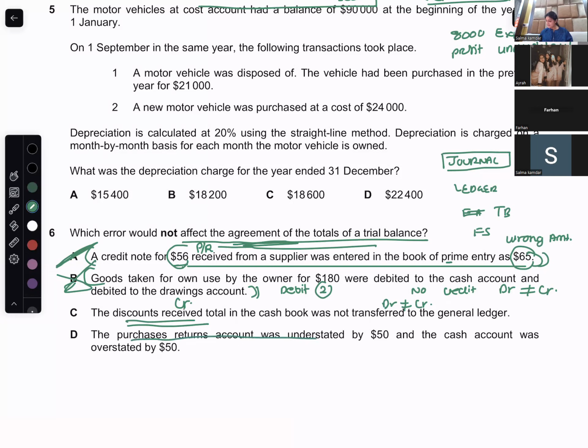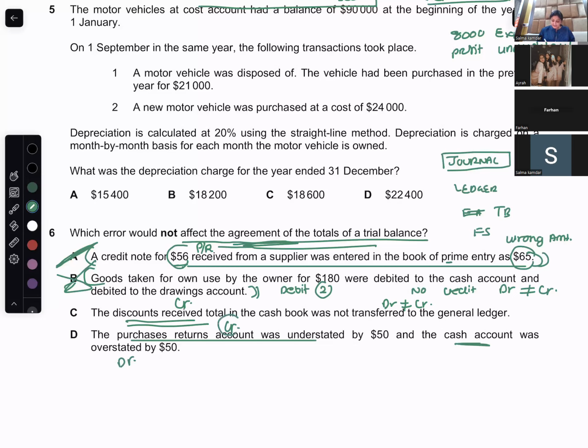Purchase return was understated. Purchase return has what balance? Miss, I forgot what is understated and overstated. For that you refer to the ratios, errors video. But right now you tell me, purchase return has what balance? A purchase return has a credit balance. And cash account has what balance? A cash account has a debit balance.